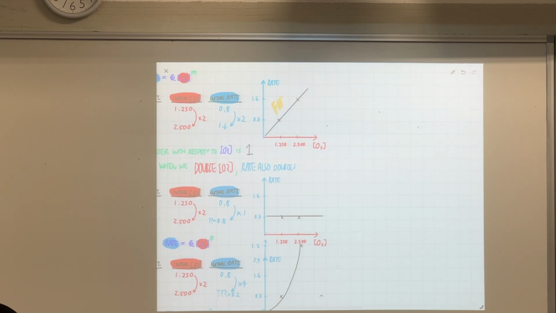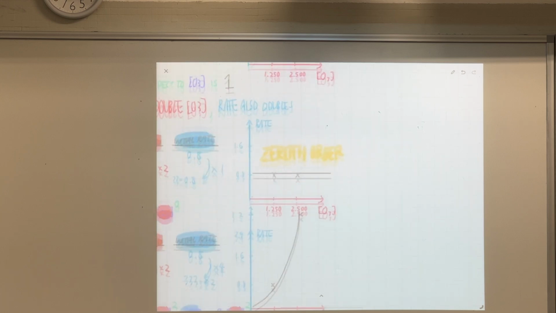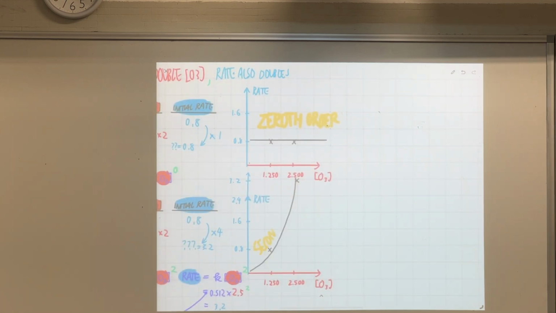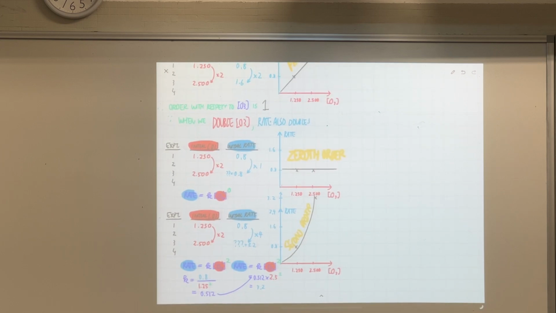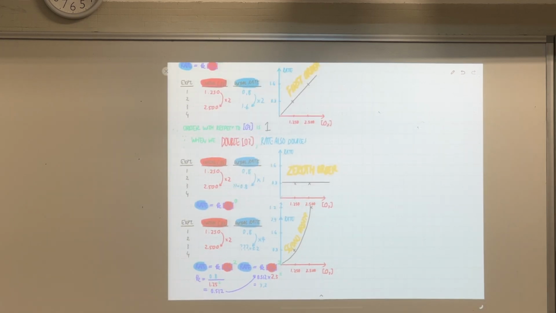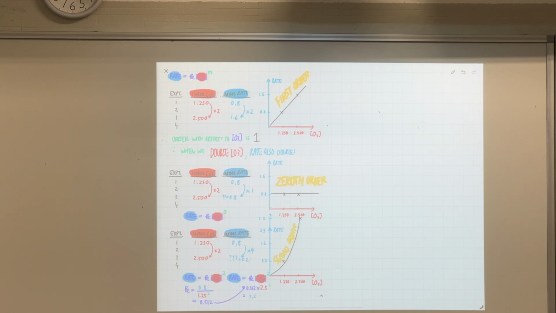This is first order. A reaction is first order if rate and concentration increase proportionally. A reaction is zeroth order if the rate doesn't change no matter what your concentration is. A reaction is second order if rate increases exponentially with changes in concentration. So, do you see the difference between these three? Kind of, not quite. No, okay, so this is why we try this question together.